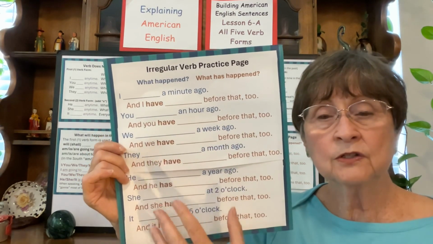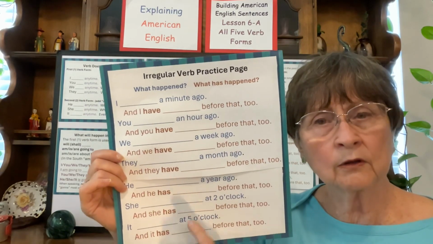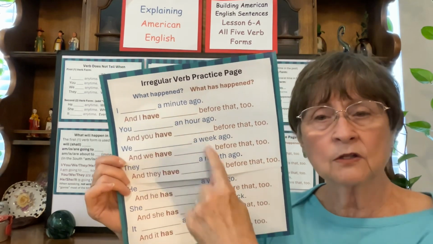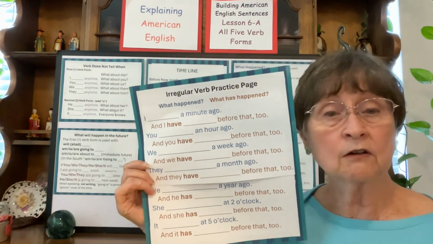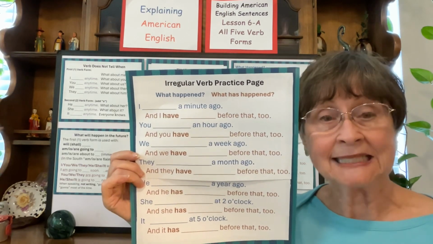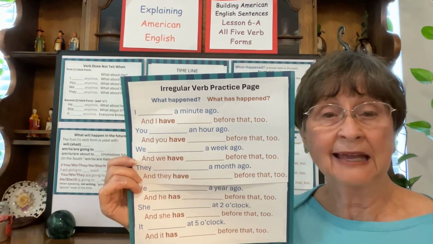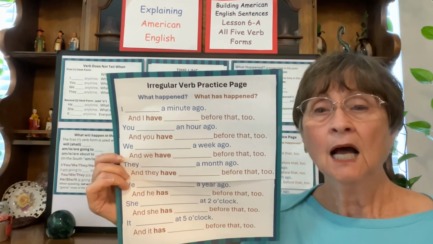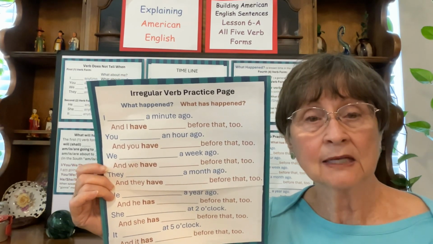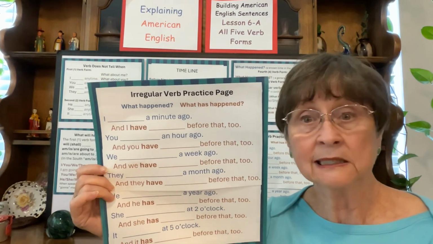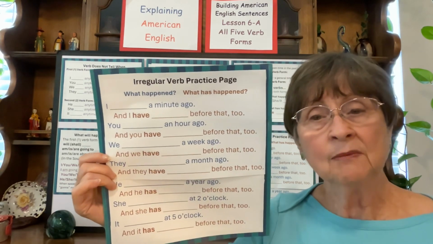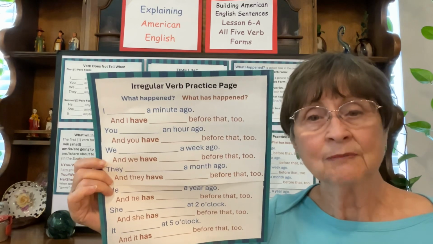So this is using, the hardest one for irregular would be this page right here, because the spellings are so unique. Let's use an irregular verb to show that. Eat. I ate. Where did that come from? It was eat. Now it's ate. I ate a minute ago, and I have eaten. Eaten. Where did that come from? Let me start over. I ate a minute ago, and I have eaten before that too.